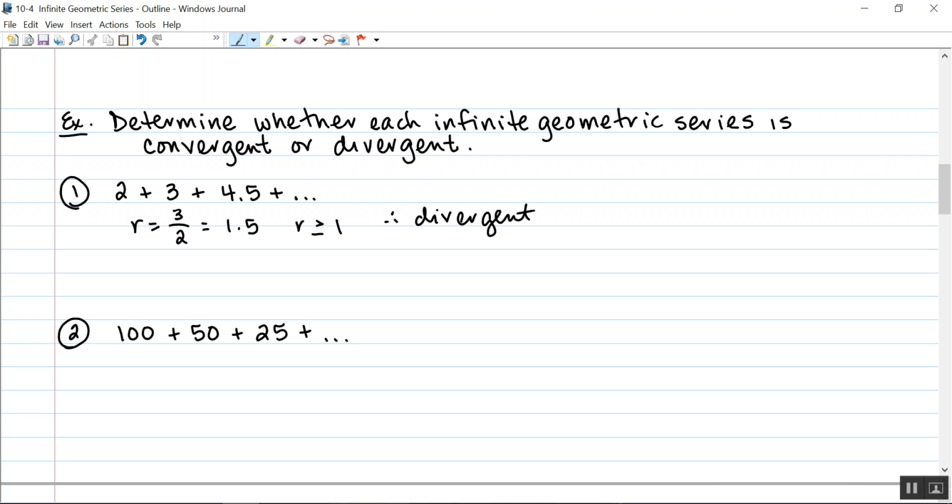Our second example, 100 plus 50 plus 25 plus so on. Again, let's figure out what r is. To figure out r, I'm going to do my second term divided by my first term: 50 over 100. r is equal to 1/2, or 0.5 if you prefer. So r is less than 1. Therefore, this series is convergent.